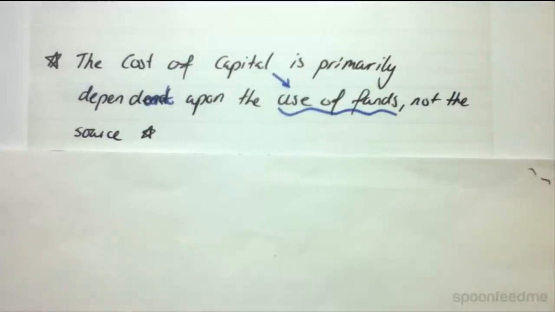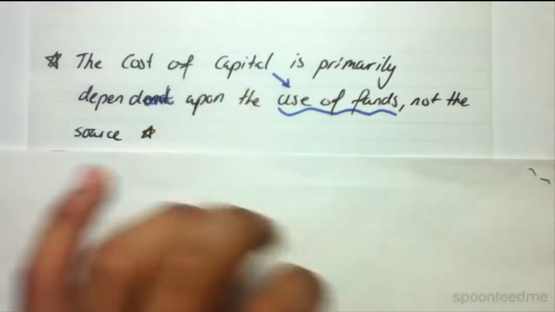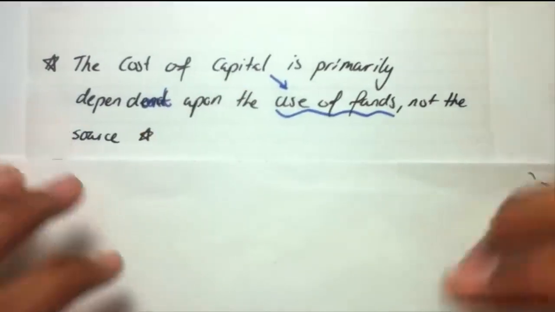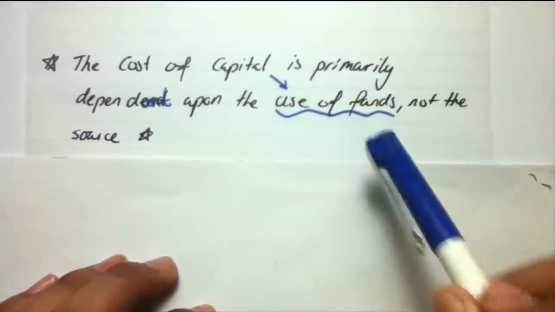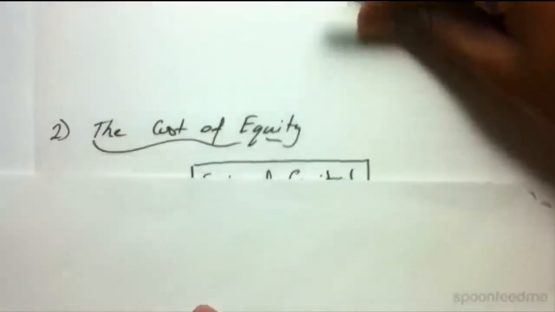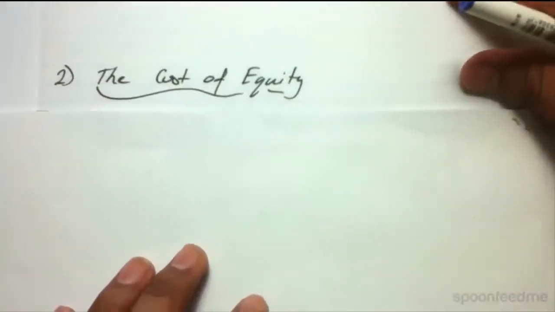One might be like, hey, you got the capital from this person, thus it's that person who should more or less have a big impact, a dependency upon your cost of capital. No, that's not true. It depends on how we use the funds. Sorry for this typo. So let's begin with the cost of equity.